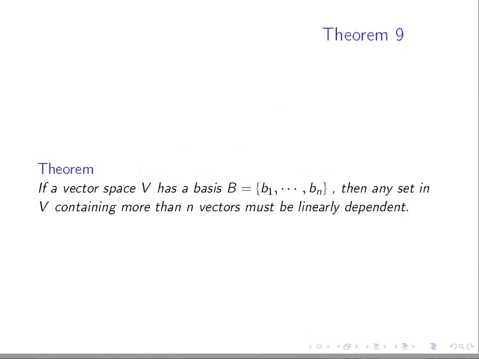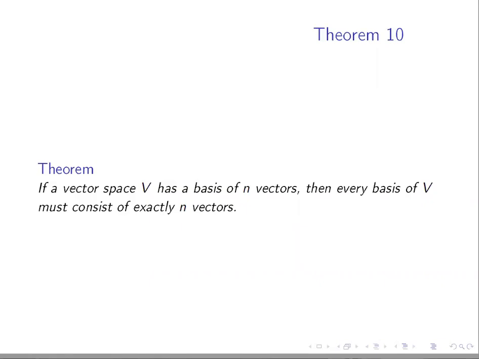So the first theorem is that if a vector space V has a basis, then any set in V containing more than the number of vectors in the basis must be linearly dependent. Here's another way to think about that. That means the number of vectors in the basis is the largest number of linearly independent vectors in the space.